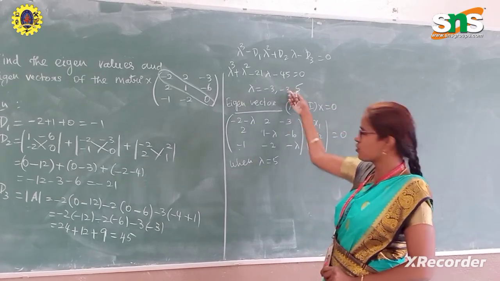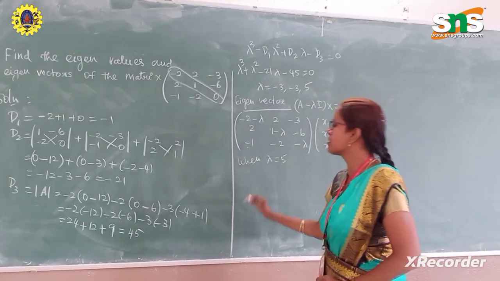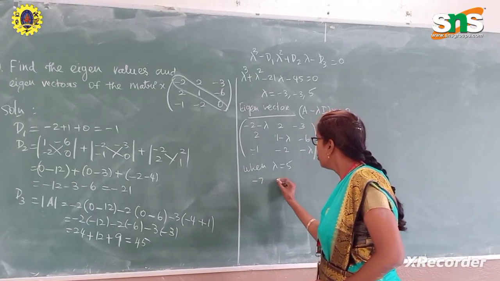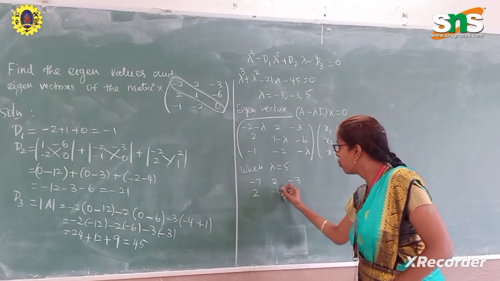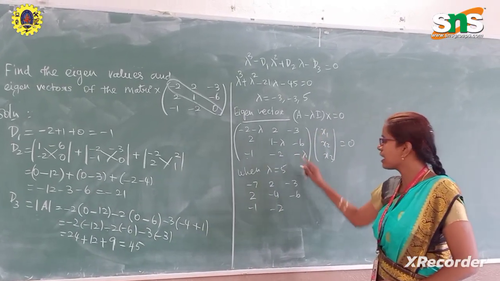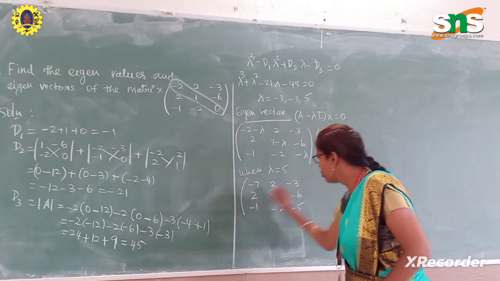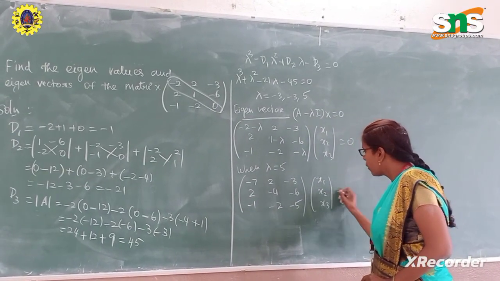Okay, then we will move on to the next one. Just replace lambda as 5. So we are going to get the matrix as minus 7, 2, minus 3, 2 and minus 4, minus 6, minus 1, minus 2 and minus 5. Okay, then into x1, x2, x3 equal to 0.